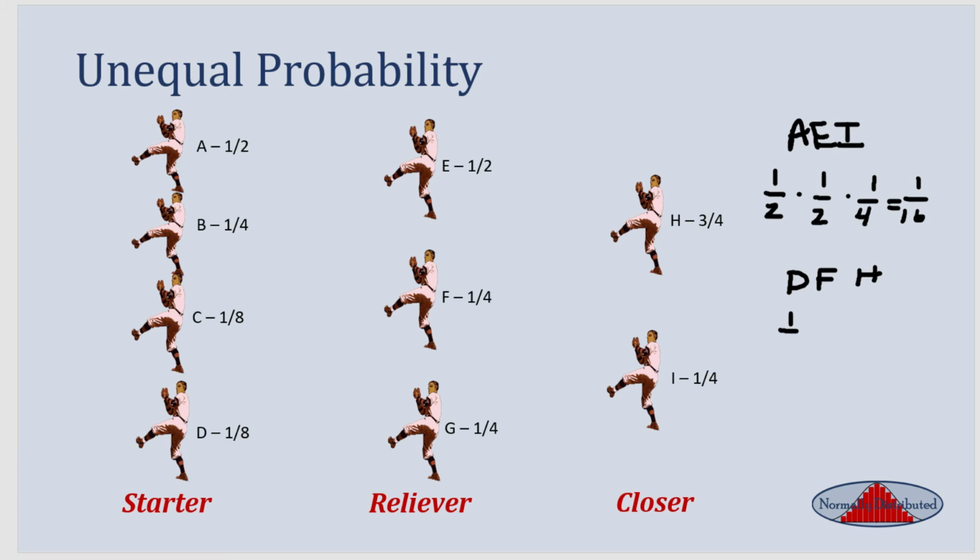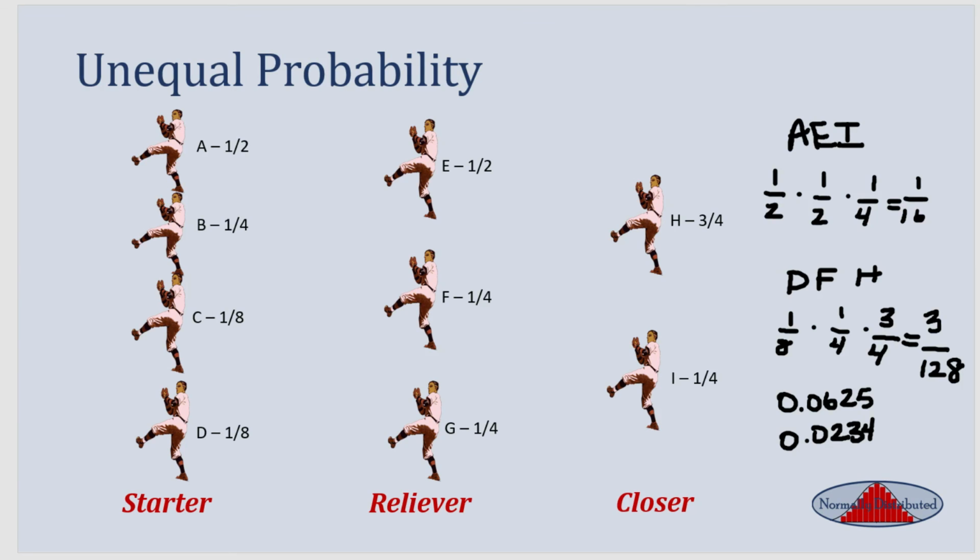So with lineup DFH, we have 1/8 times 1/4 times 3/4. And this is going to give us 3 over, so this will give us 4 times 4, 16. 16 times 8, I used a calculator for this, guys, is 128. So we end up with a 3 over 128 chance that the coach will select this lineup. Now, to compare the two, 1 over 16 is roughly 0.0625, and 3 over 128 is 0.0234. So we can see that the coach has a higher likelihood of choosing lineup AEI over lineup DFH.